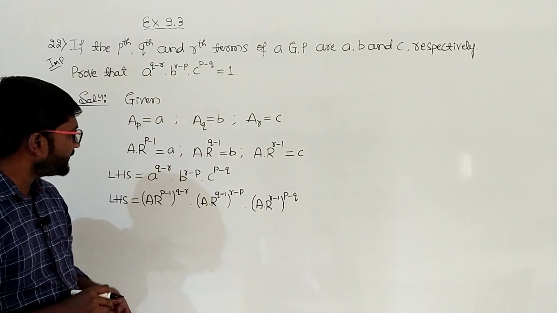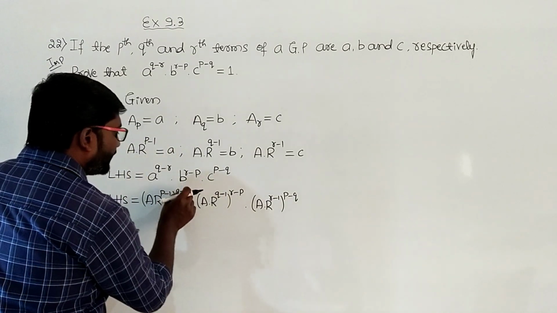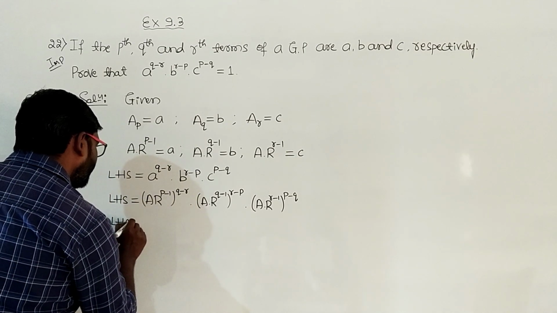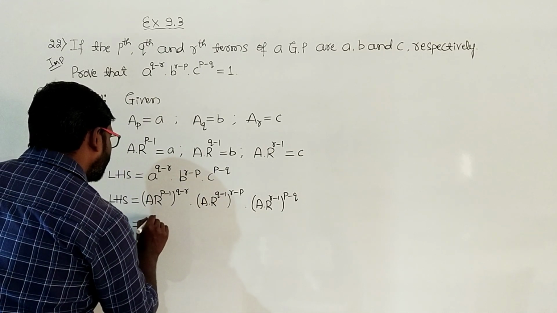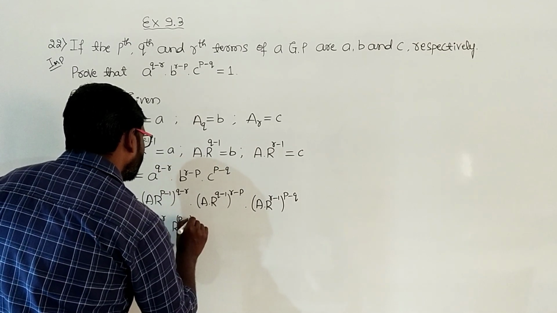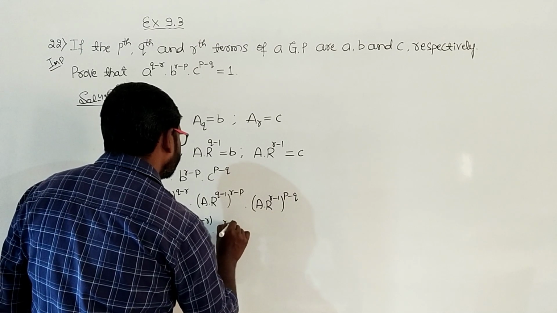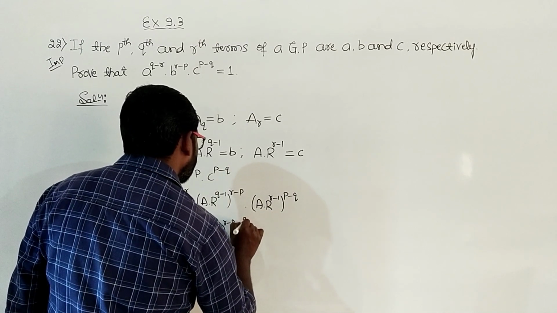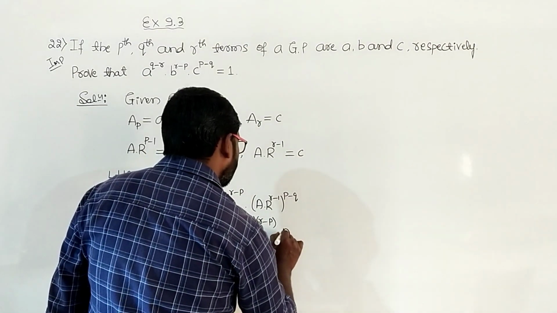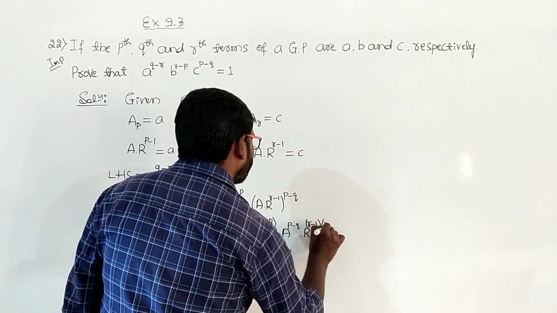Now, this is in the form of AB whole raised to M. AB whole raised to M can be written as A raised to M into B raised to M. So, Q minus R will be applied to the first term as well as to the second term. Left hand side is equal to A to the power Q minus R into capital R to the power P minus 1 into Q minus R. Then similarly, capital A to the power R minus P, into capital R to the power Q minus 1 into R minus P, then A to the power P minus Q, into capital R to the power R minus 1 into P minus Q.